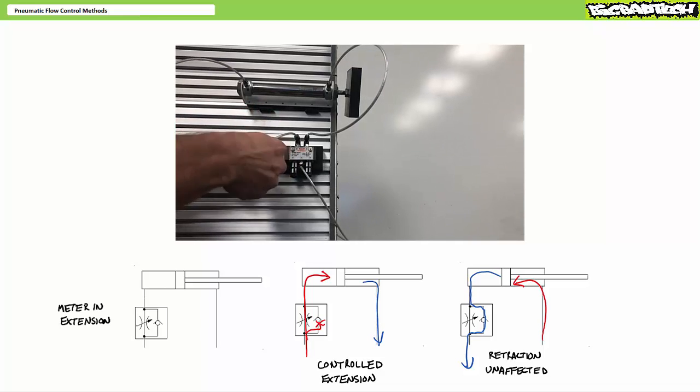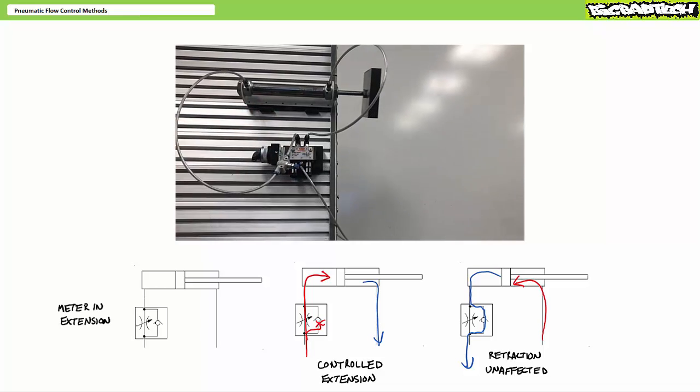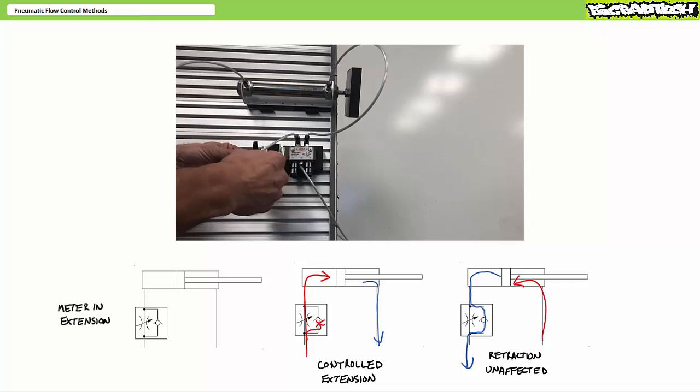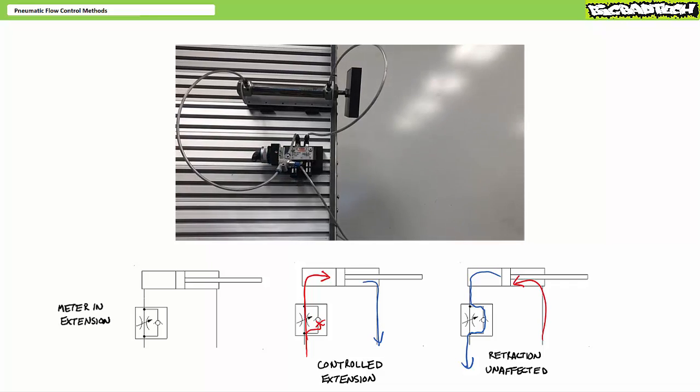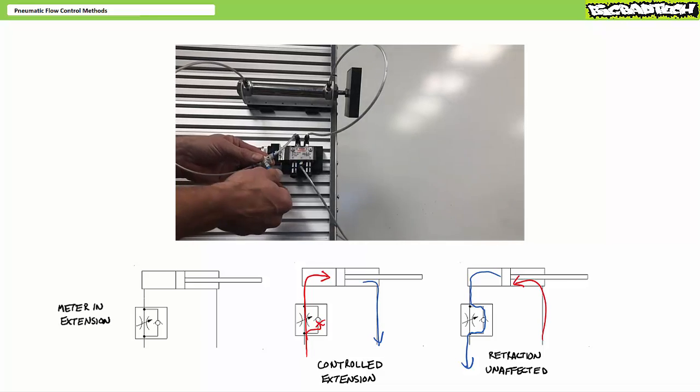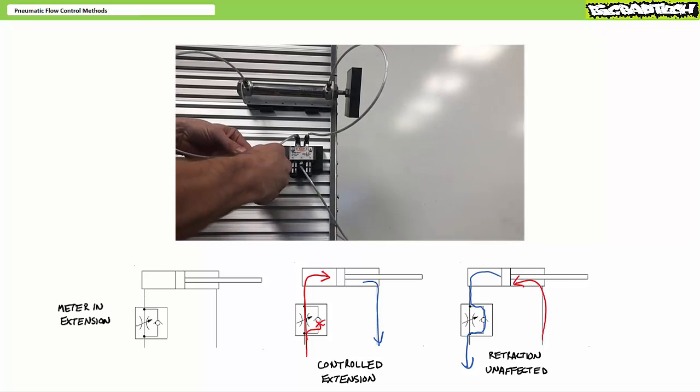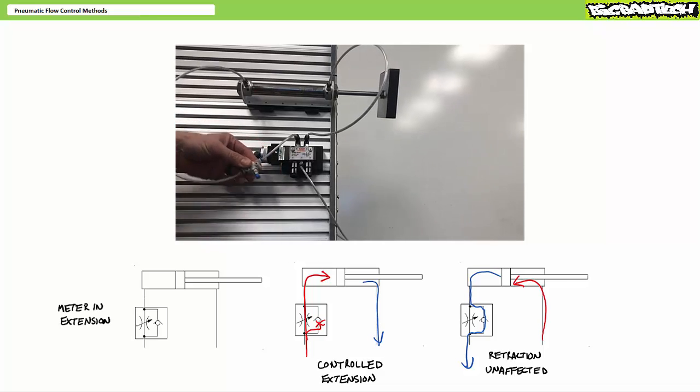A couple more turns of the flow control valve knob narrows the restriction orifice even more, and the cylinder extends a little bit slower. If we close the flow control valve all the way, nothing reaches the cap end, and the cylinder doesn't extend at all. Let's open it back up. After a bit of fiddling with this, a technician can dial extension speed into a desired range.